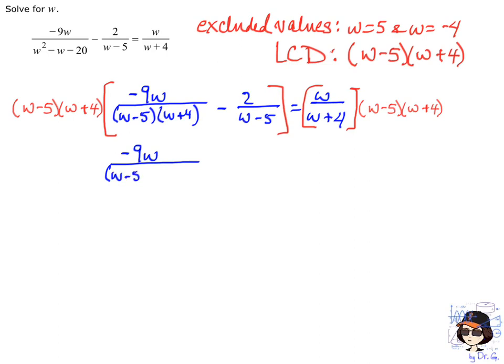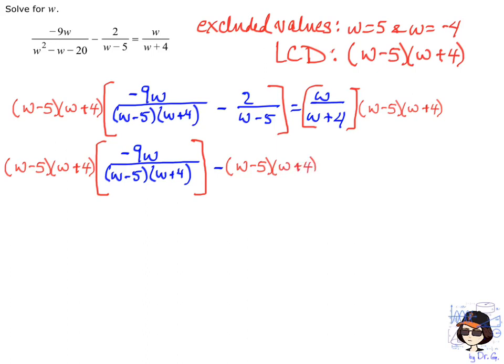So we write the first term times w minus 5 times w plus 4, and then minus the same thing, we multiply the second term by w minus 5 times w plus 4. So the second term was 2 over w minus 5.